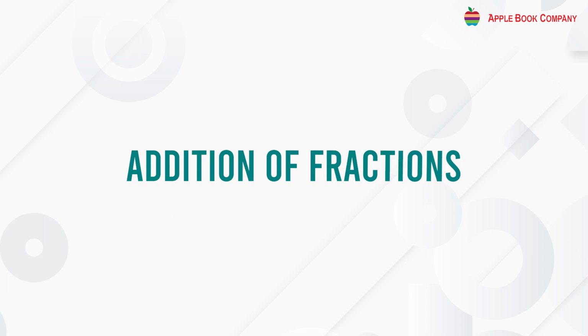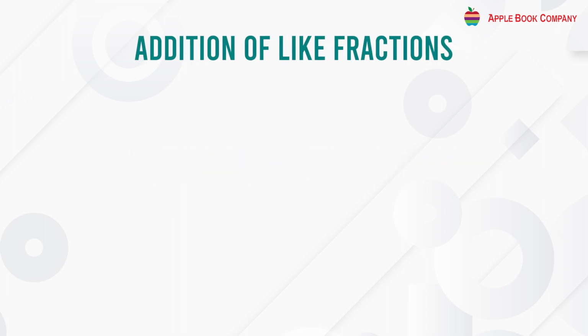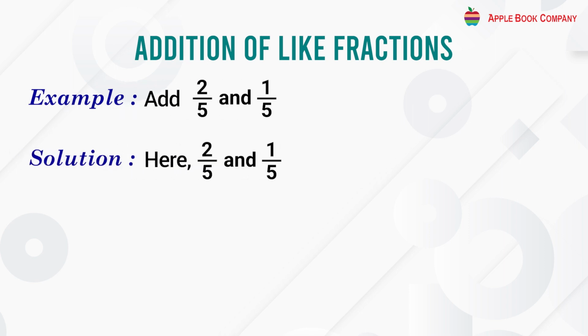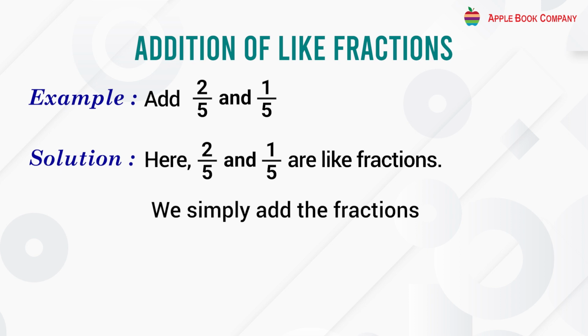Now let's see addition of fractions. Addition of like fractions. Example, add 2 by 5 and 1 by 5. Solution, here 2 by 5 and 1 by 5 are like fractions because the denominators are the same. We simply add the fractions. So 2 by 5 plus 1 by 5 is equal to 3 by 5.